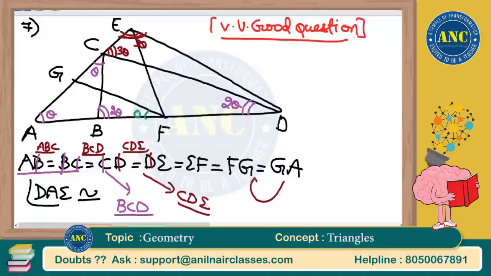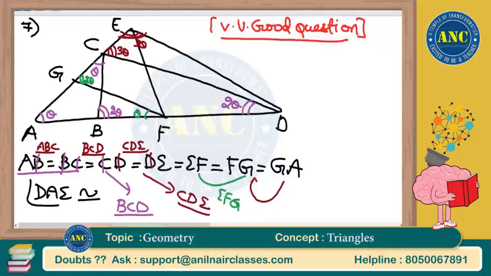So this is theta, this is theta. Theta plus theta is nothing but 2 theta. EF is equivalent to FG, so angle E is equivalent to angle G. Which triangle is it? EFG.